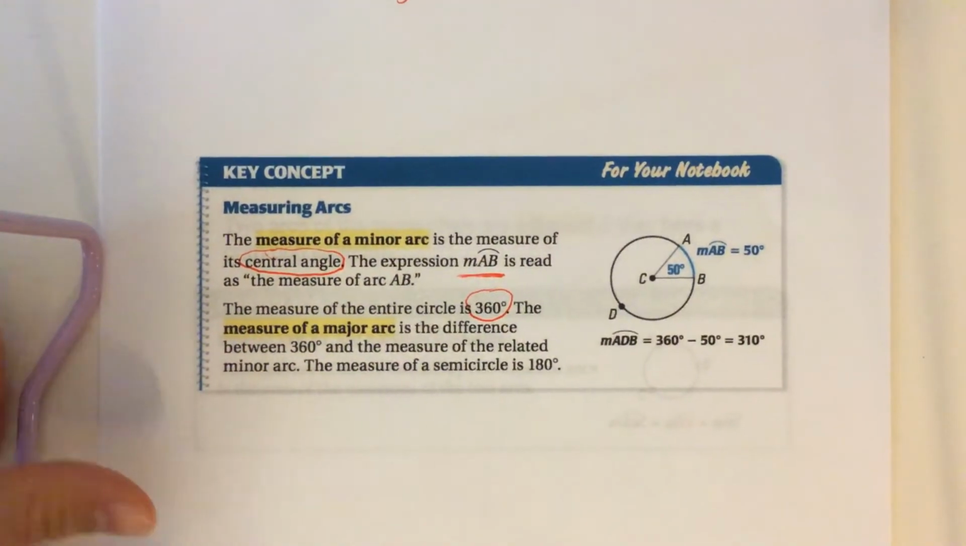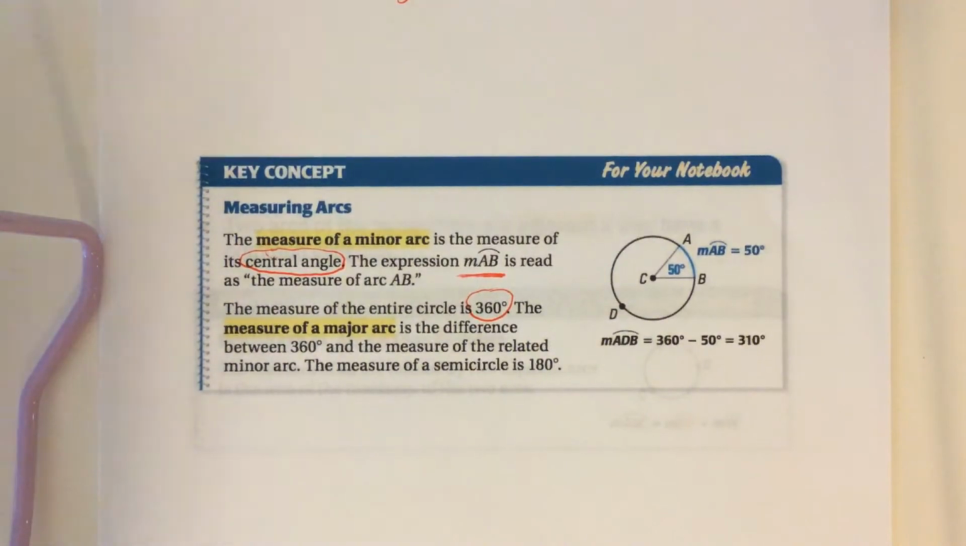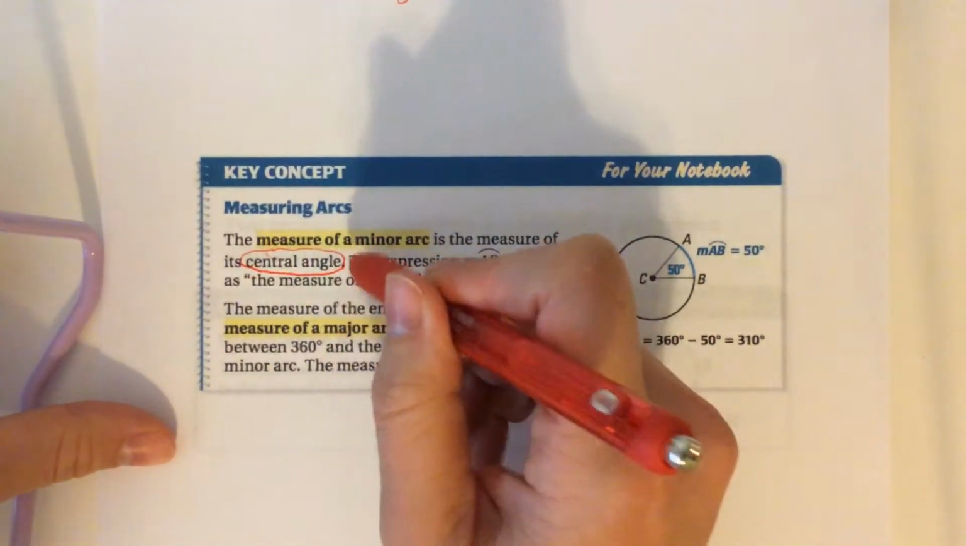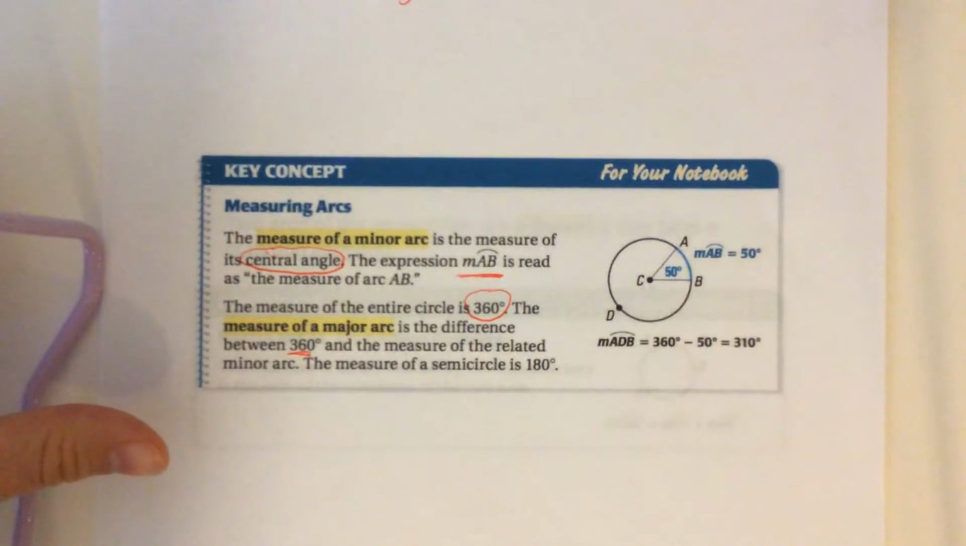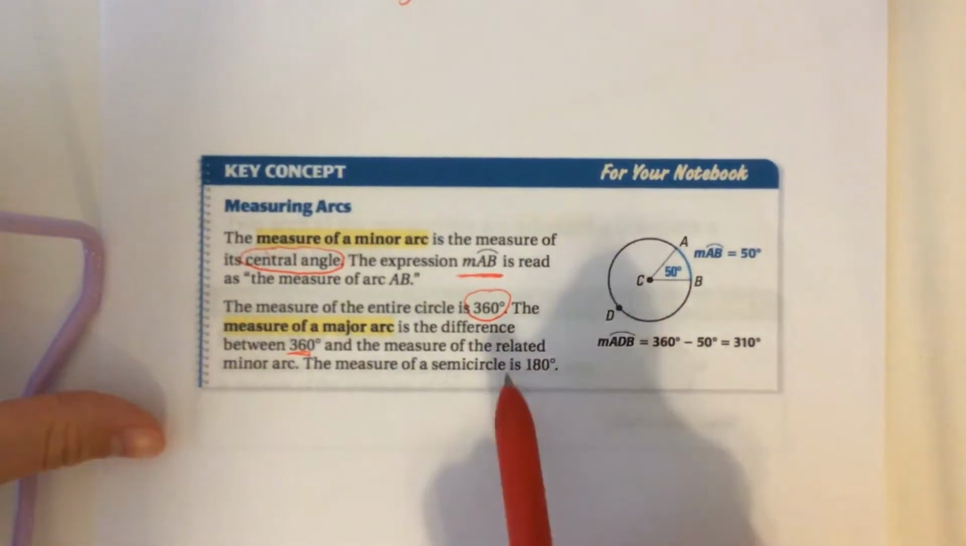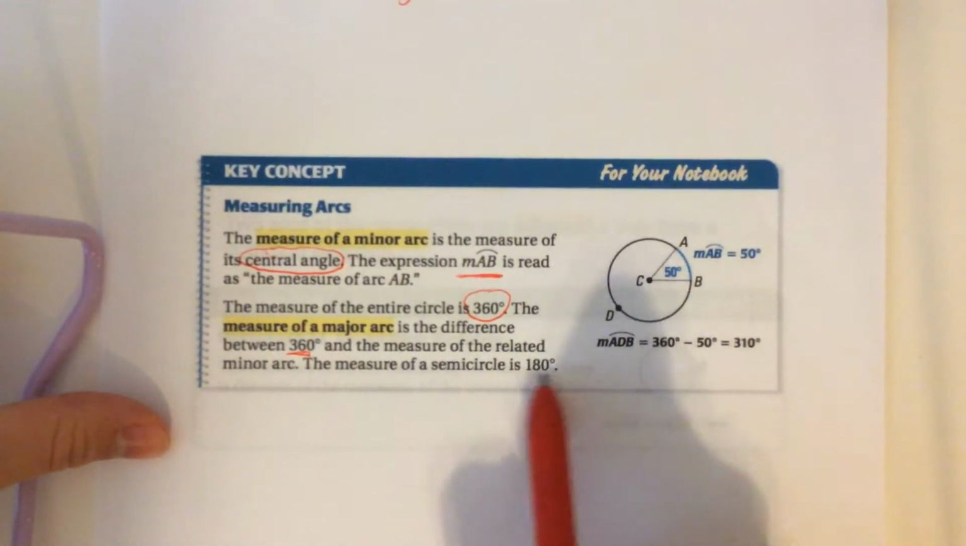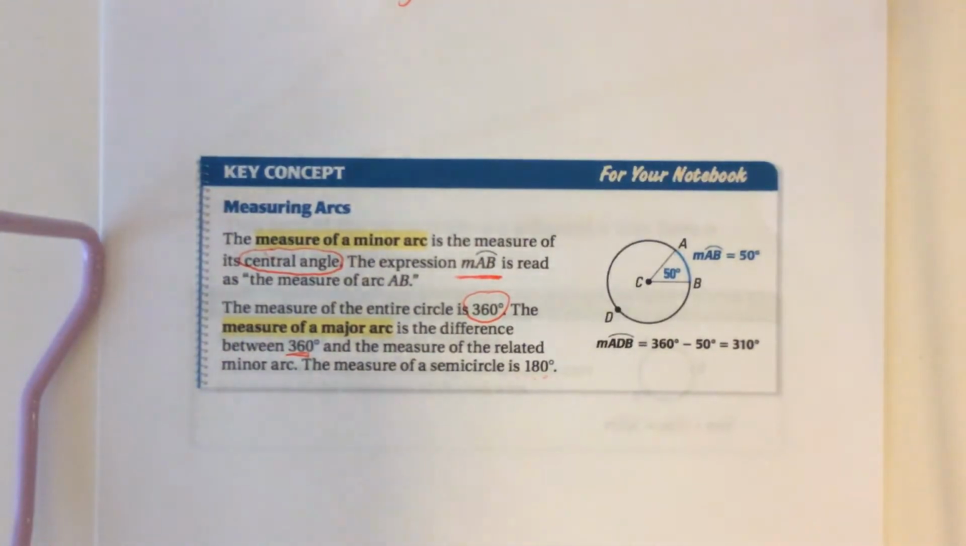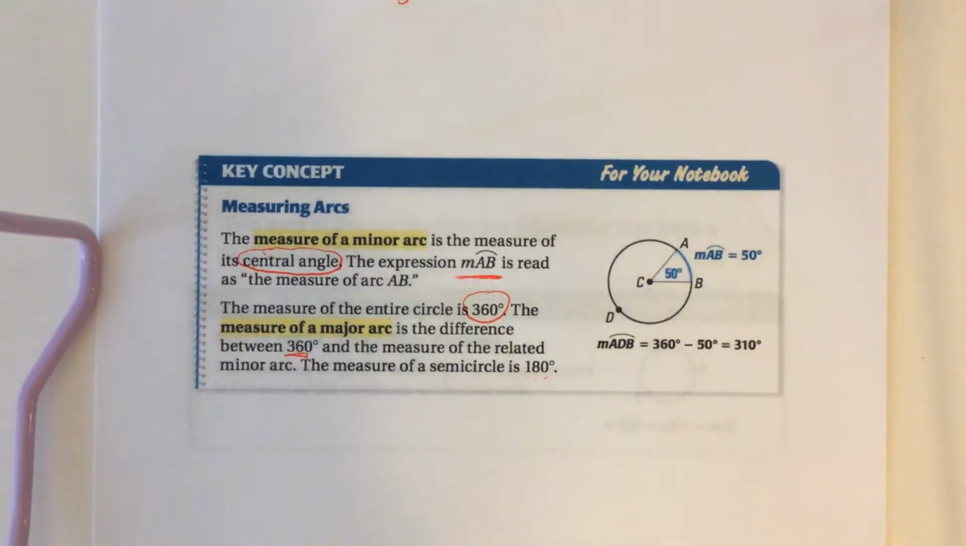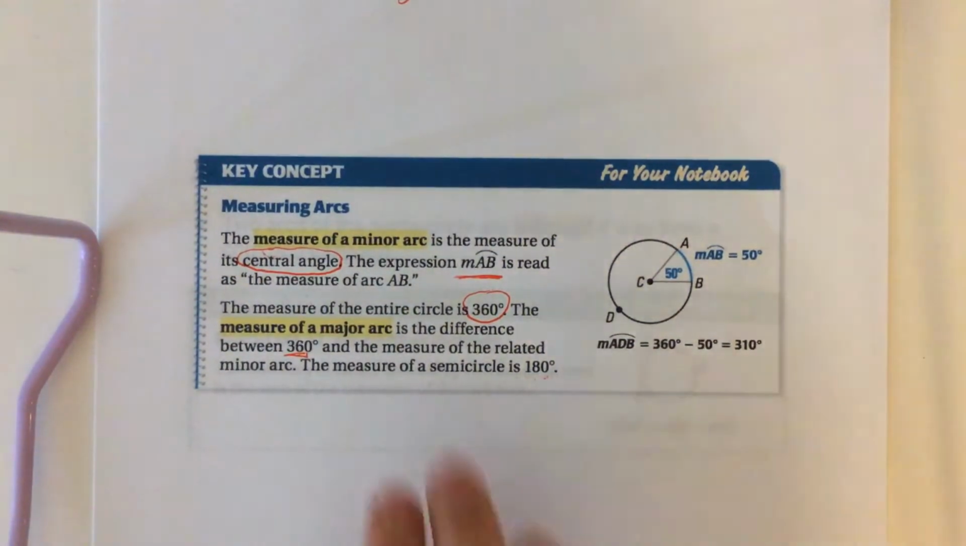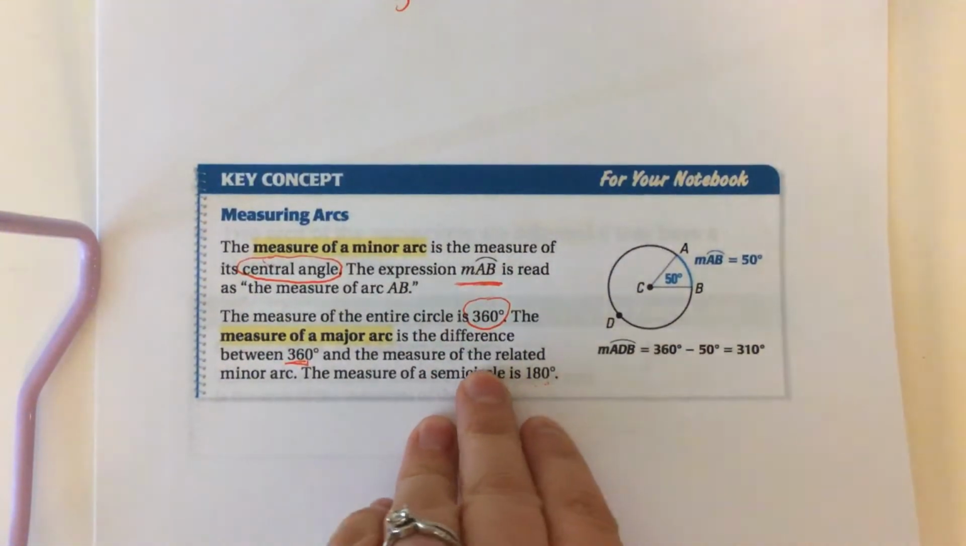And to find the measure of the major arc, we just take the difference between the minor arc and 360. And then again, a semicircle is exactly 180 degrees. Basically it just turns into a lot of addition or subtraction. I think you guys will see that this section is a little bit easier than the last one. So let's take a look at an example.